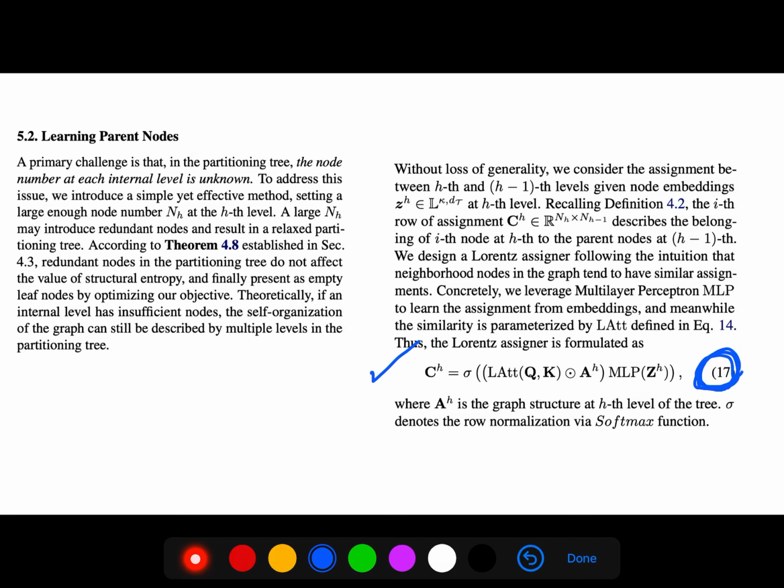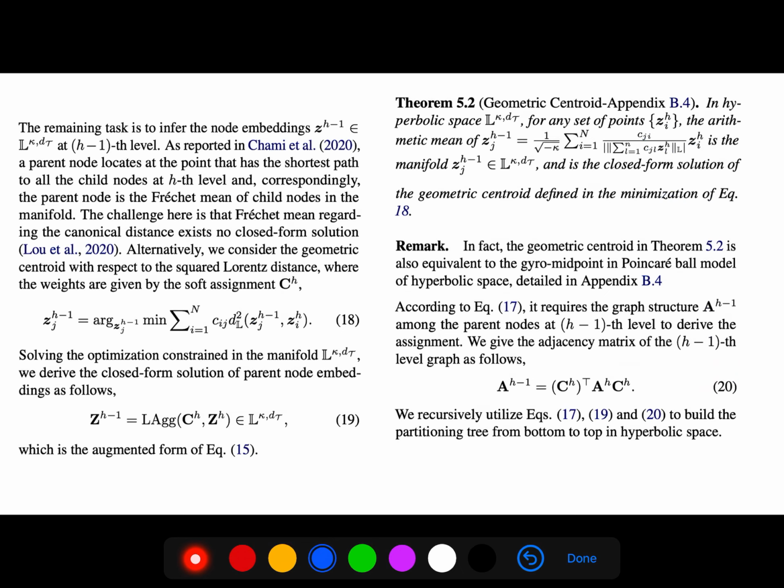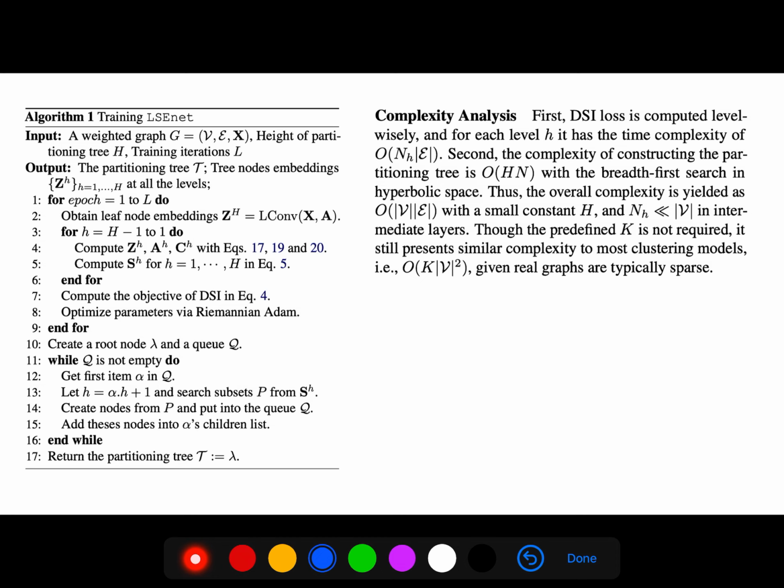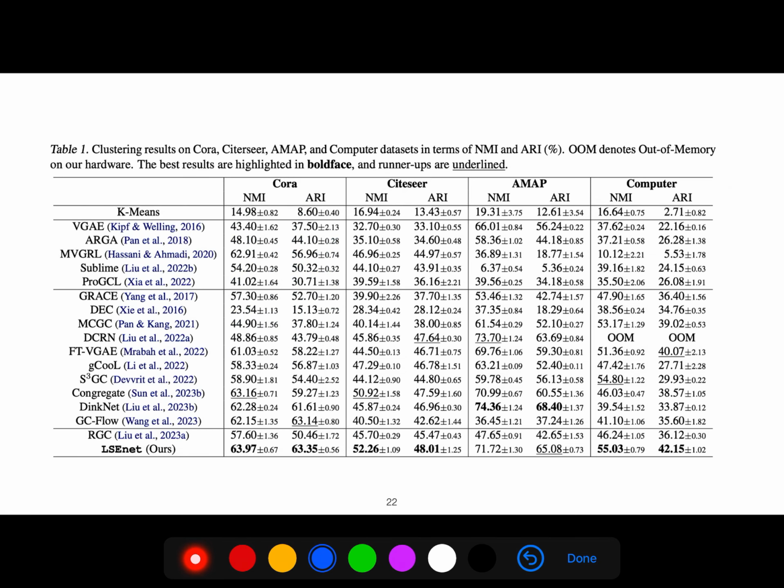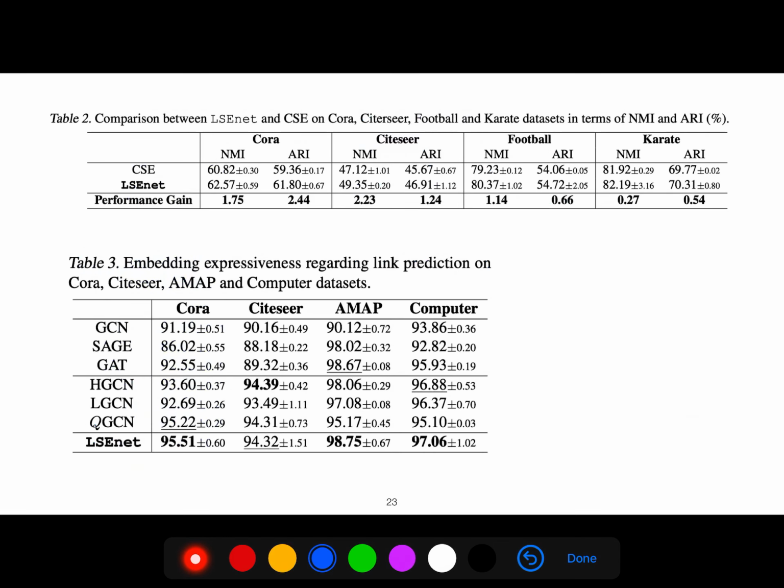So the intuition is that neighborhood nodes in the graph tend to have similar assignments. And then here they talk about the complexity of this. So they did experiments on some datasets like Citeseer and Cora, and they compared with something very easy like k-means. So what is the performance of k-means compared to these methods? And the measures are NMI and ARI, again for different datasets.